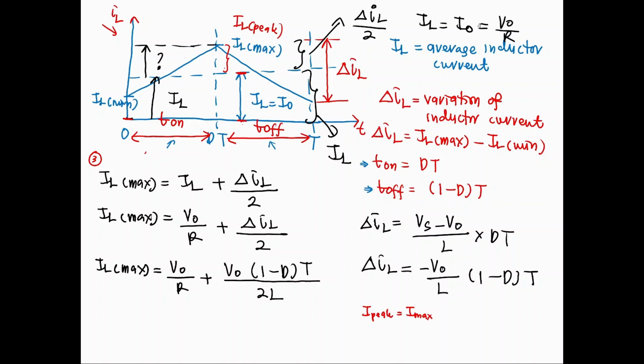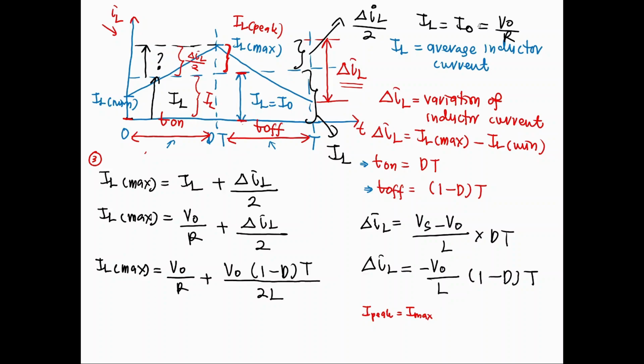In order to find the value for the remaining area, we will use the help of this delta IL. Delta IL is the variation of inductor current, from minimum to maximum. Looking from here, this part over here is half of your delta IL, which is why it is represented by delta IL over 2. This part over here is your IL. So in order to find your maximum inductor current, you just add these two together.